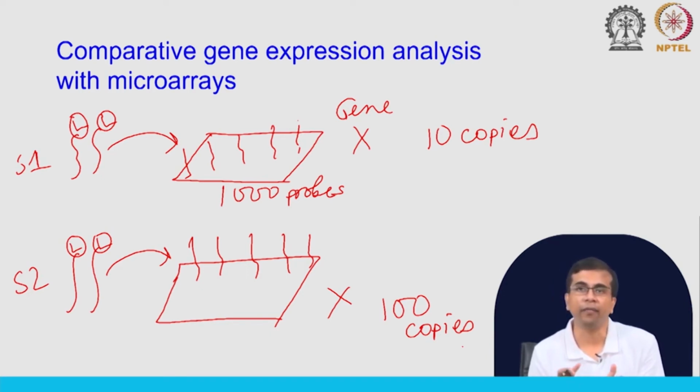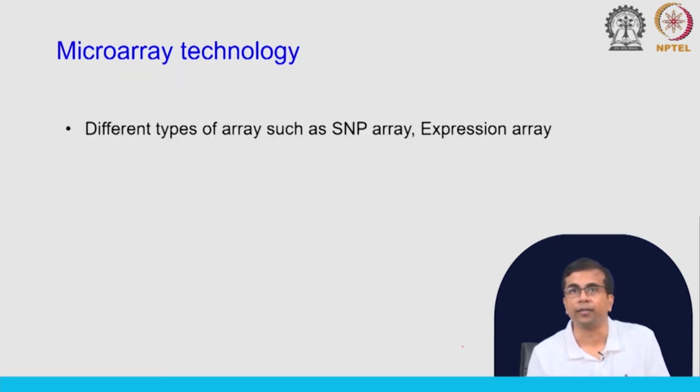So, this can now be repeated for multiple genes. As I said, you can have millions of probes, so you can do this for 5,000 genes or 10,000 genes, and you can measure and compare the expression levels of these genes between these two samples. As you can probably now imagine, you need different types of arrays for these two different types of analysis. You need something called a SNP array, which will help you identify mutations or genotypes, and you also need something called an expression array that has to be designed for gene expression analysis.